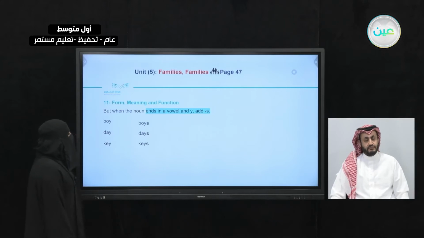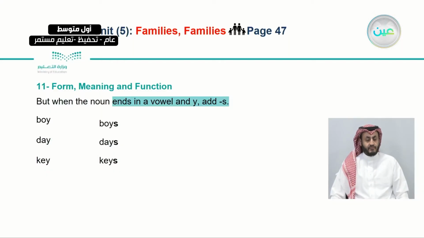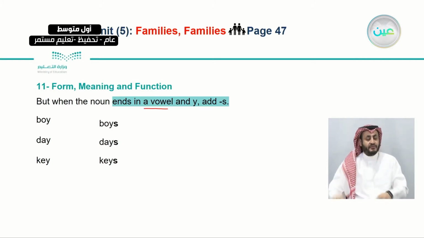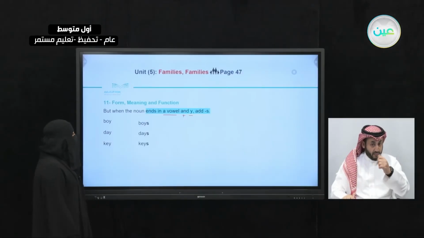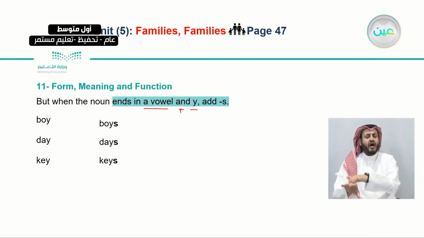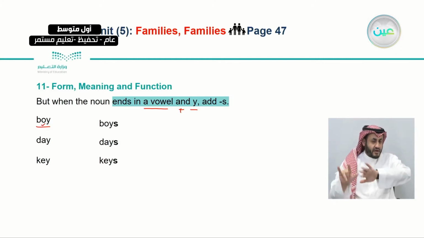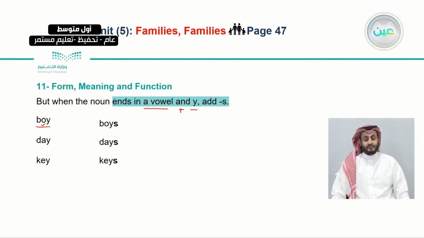Let's have a look at another section. But when the noun ends in a vowel and Y, we add S. Did you notice that? So in the previous page, we talked about the consonant plus the Y. How about if it's a vowel? Let's look at those examples right here. Boy. What is the vowel? Good job. It's right here in the middle, followed by the Y. What should we do in this case? Simply, we add the S.